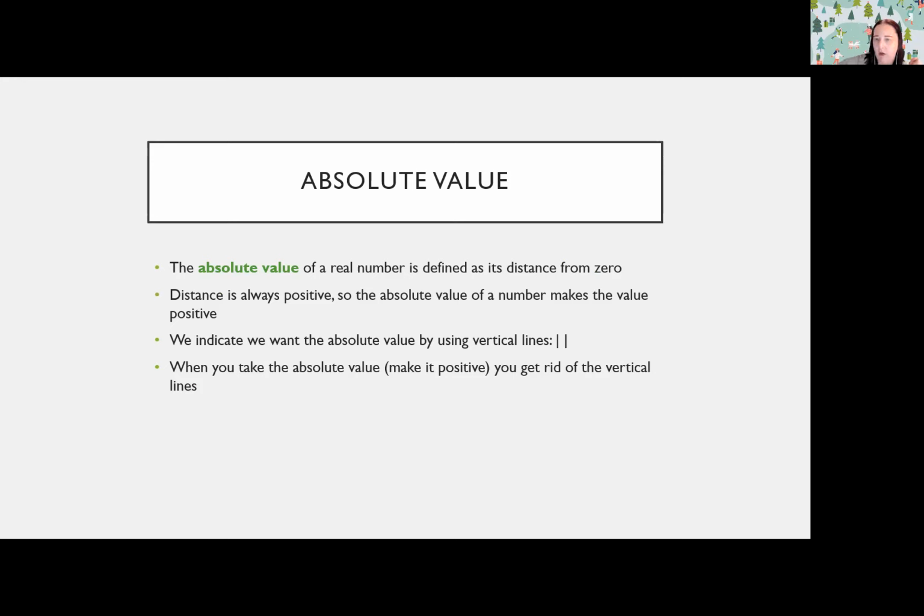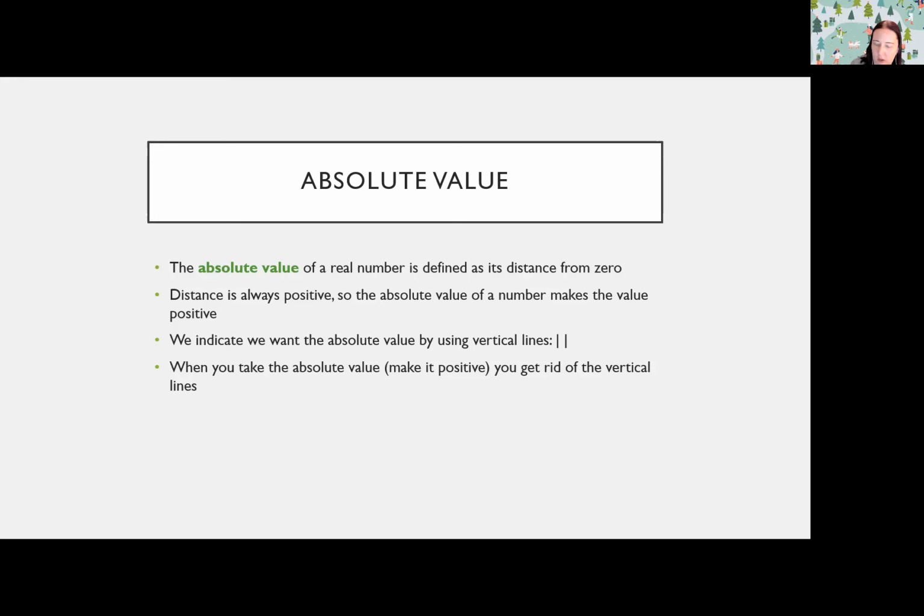Going back to my absolute value here. Because distance is always a positive number, basically that absolute value is going to make a number positive. If it's already positive, it stays positive. If it was negative, it becomes positive.